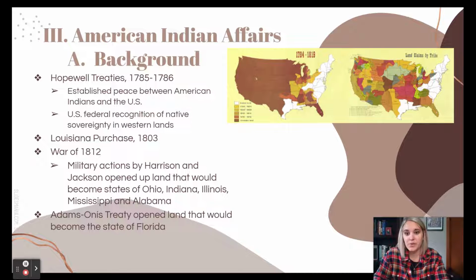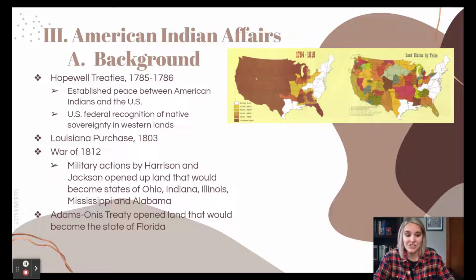So let's move on to our next concept where we're looking at American Indian affairs. There's some pretty essential background that is helpful for understanding. The first is looking at the Hopewell Treaties. These are a few treaties that were established between American Indians and the U.S. that were considered to be fairly respectfully negotiated, diplomatically addressed between American leaders and American Indian leaders. And the U.S. recognized native sovereignty in Western lands as a result of these treaties and established a diplomatic approach.